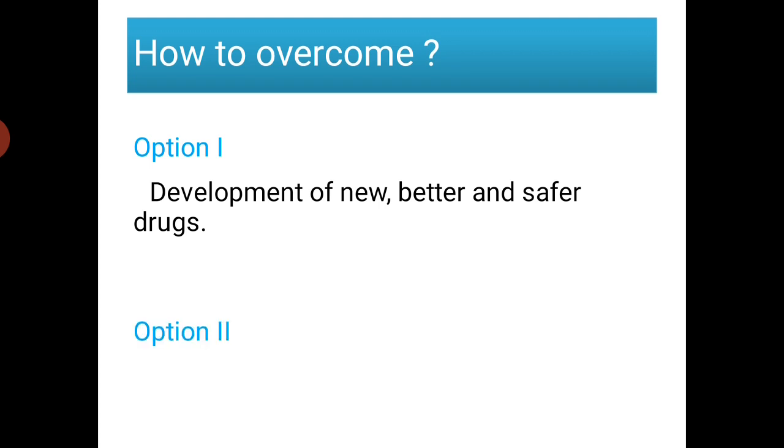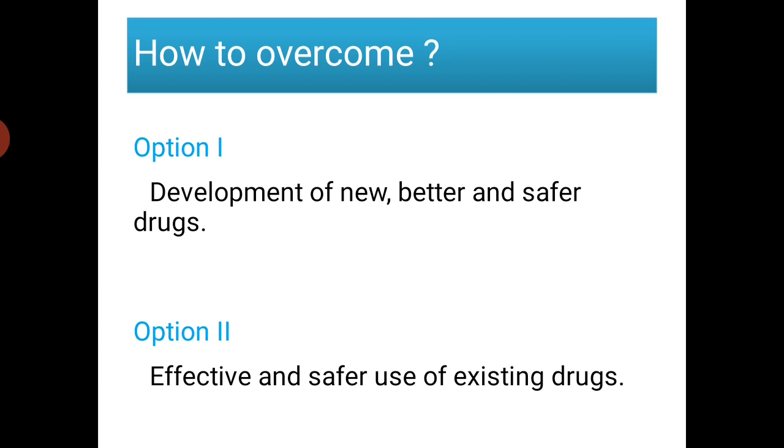The second option is to develop effective and safer use of the existing drug molecules. We have n number of existing drug molecules. All these existing drug molecules must be reformulated or redeveloped into a dosage form that can have better advantages over the conventional dosage form. That is, the second option is modification of the currently existing drug to a better, effective and safer use.